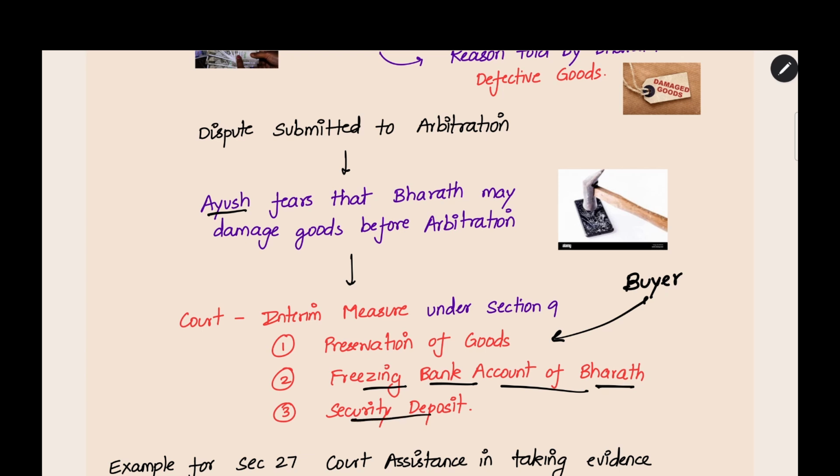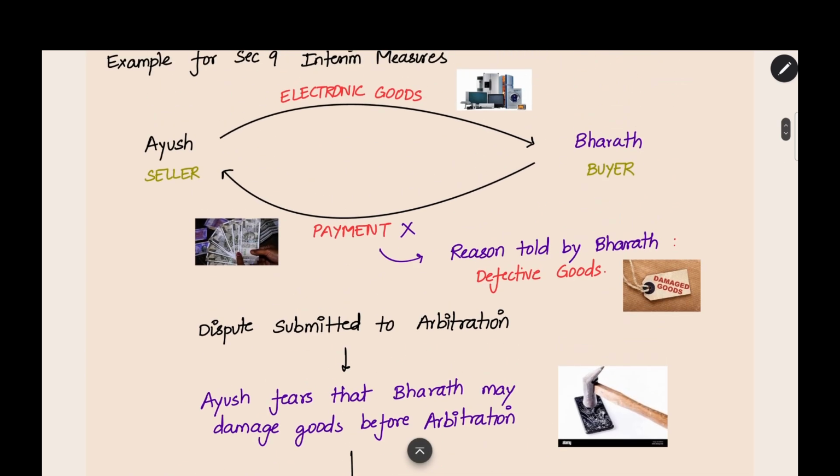And he can also request a security deposit. For example, if the payment due is rupees 50 lakhs and the dispute is submitted to arbitration, they can ask the buyer, Bharat, to make a deposit. He has to make a deposit of rupees 50 lakhs in the court. If the arbitration comes in favor of Ayush, the amount will go to the seller, Ayush. If the arbitration comes in favor of Bharat, the buyer, then the 50 lakh will be returned to the buyer. This is the case for interim measures. This 50 lakh security deposit is a measure which will help to run the case effectively.